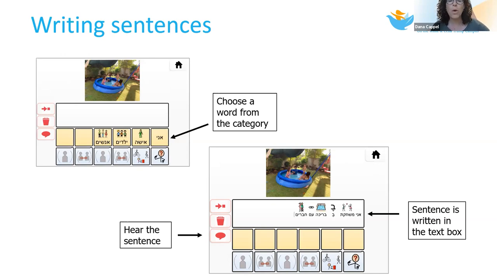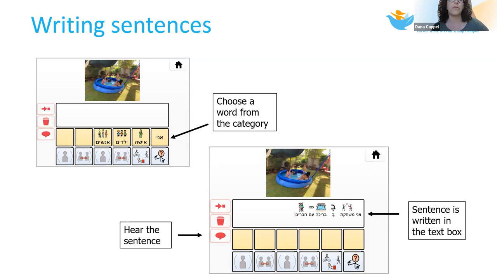The bottom row are word categories. So the first one, and we work from right to left in Hebrew. So the first one on the right is the subject of the sentence, and the next one is the verb, and then there are connector words and objects. And then the teacher will fill the yellow row.